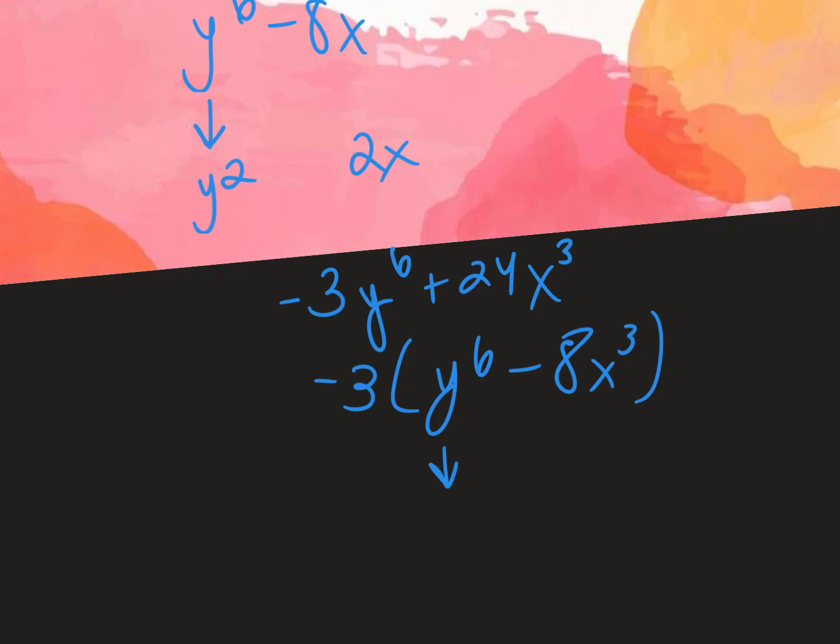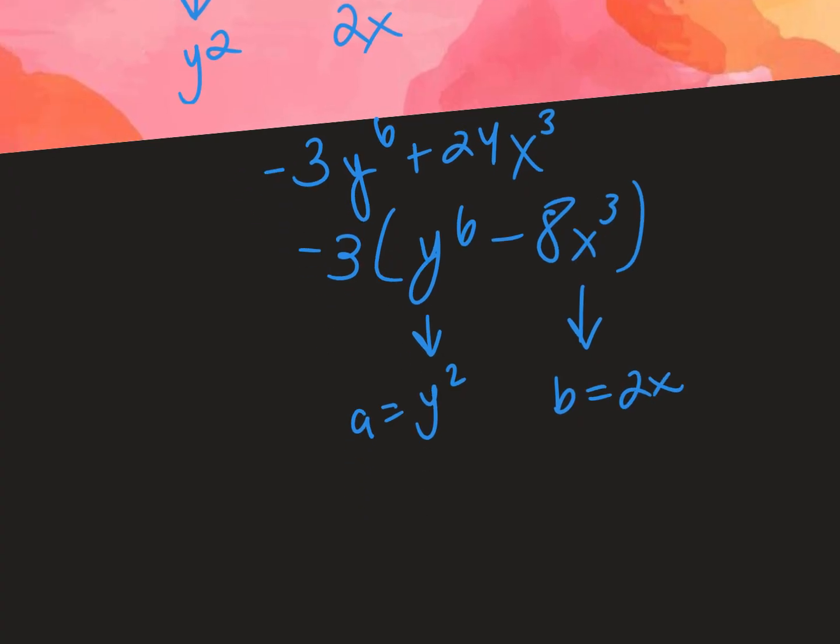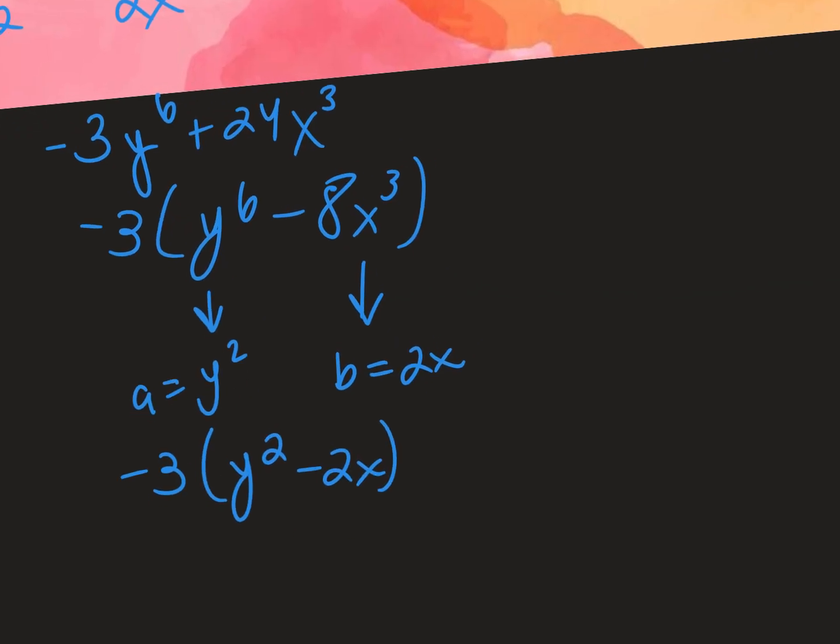Is this the sum or difference of perfect cubes? Yes. What times what gives you y to the 6th? Y squared. What times what gives you 8x cubed? 2x. So this would be -3 times, what's my first parenthesis look like? Y squared minus 2x. Yep, German, you got this one right. Go ahead. Then what? Y to the 4th. Now what? Plus 2xy squared, or y squared x, plus 4x squared.